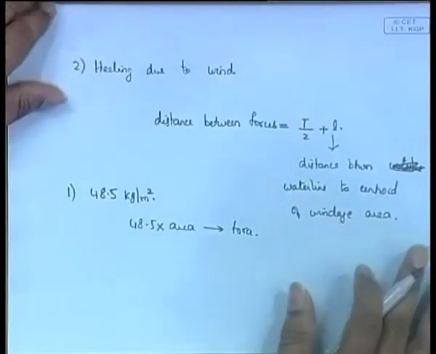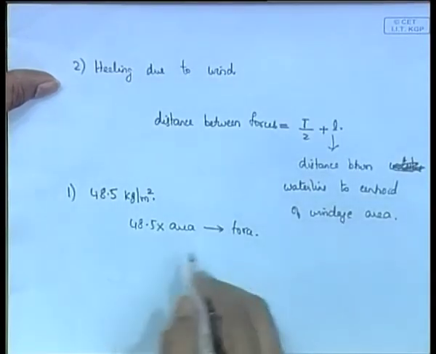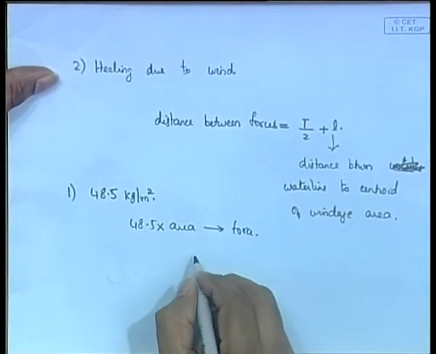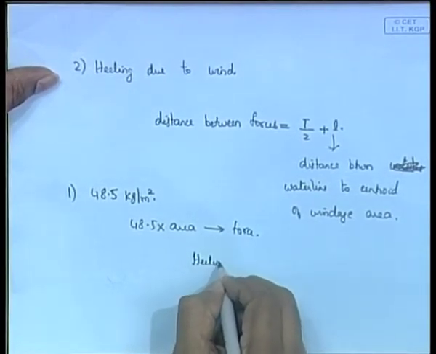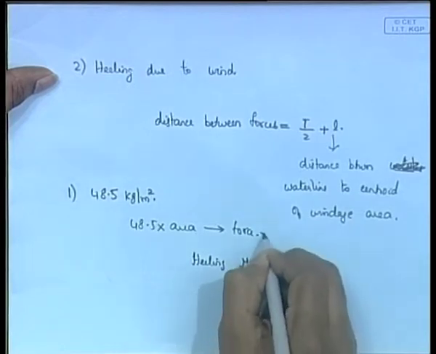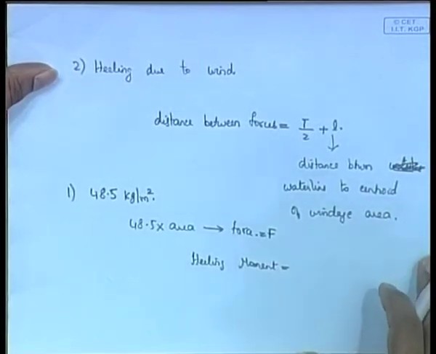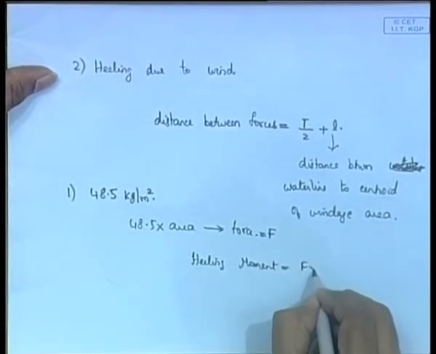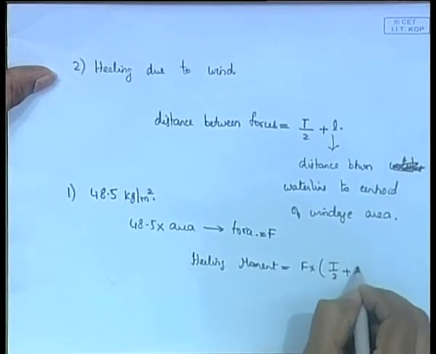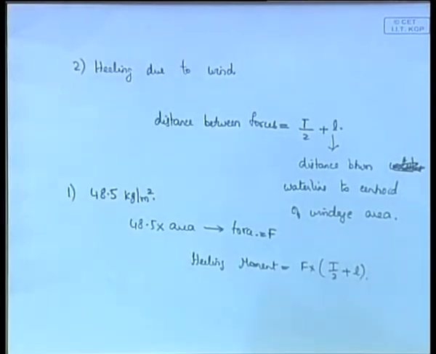The same is the force acting as a reaction from the water, because the ship as such is not moving horizontally, the ship is only heeling. Therefore, this force is equal to this force, and that is given by 48.5 times the area. This is the force acting. Let us call this F. Now, what is the heeling moment? The heeling moment will be F into T by 2 plus L.